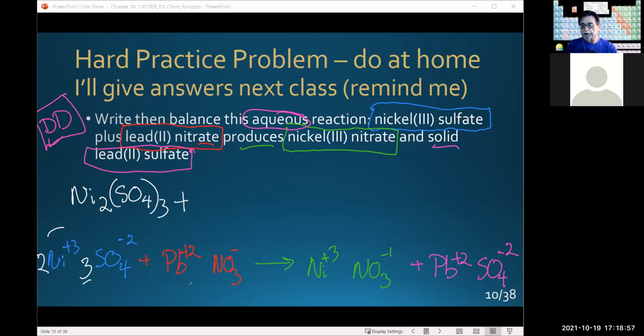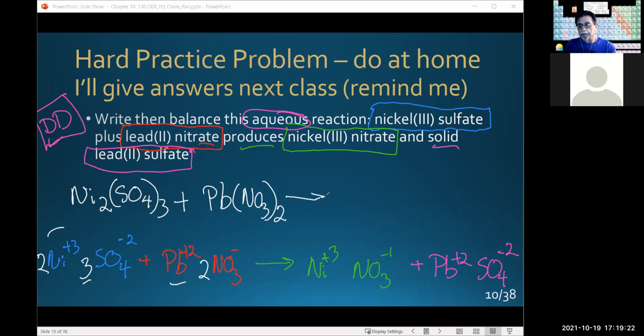All right, now we're going to put together the lead and the nitrate. You can see the nitrates are -1, so we need 2 of them. So it's simply Pb, parentheses, NO3, 2. We need 2 of the nitrates to balance out the +2 of the lead.